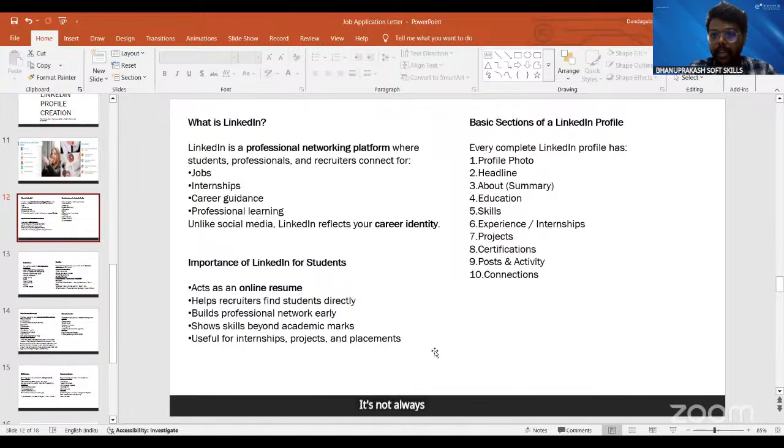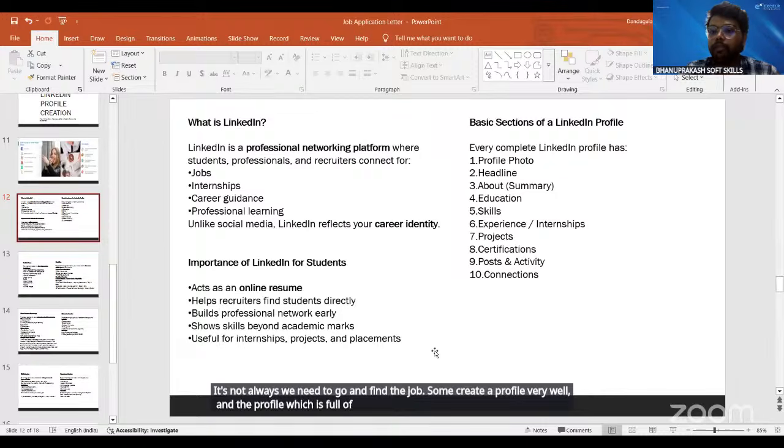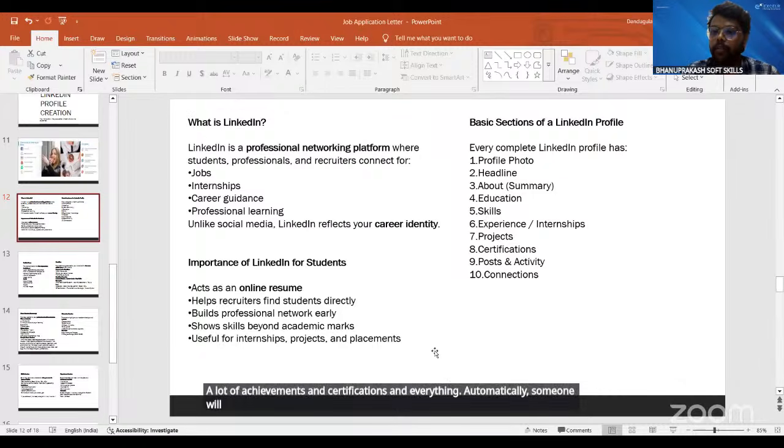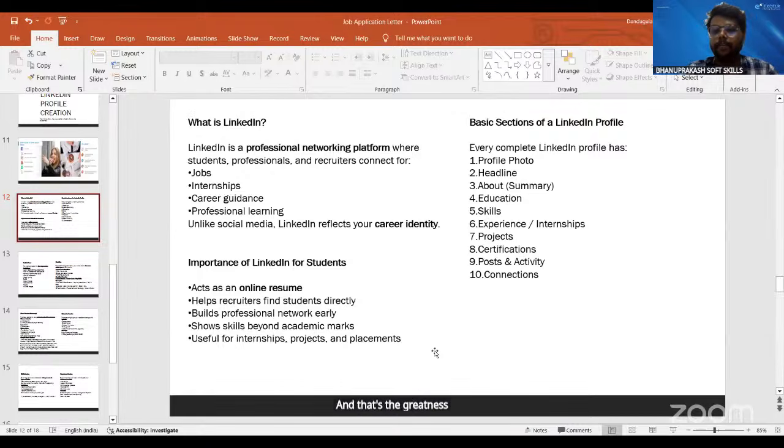create our profile very well, and if the profile is full of a lot of achievements and certifications and everything, automatically someone will definitely give the opportunity, even before you try. And that's the greatness of LinkedIn.